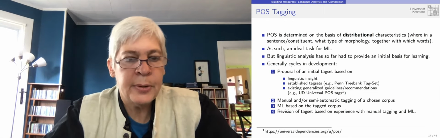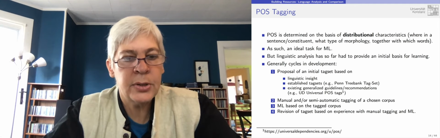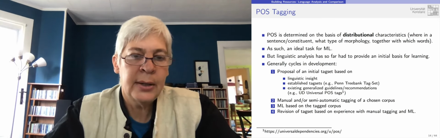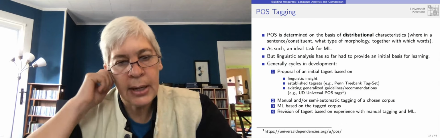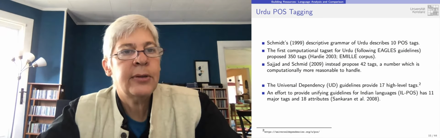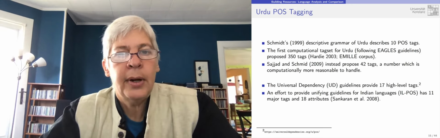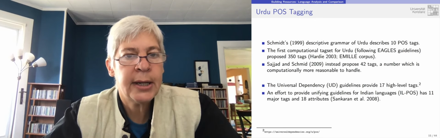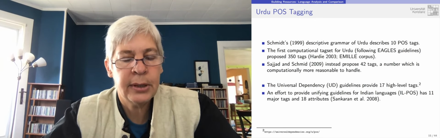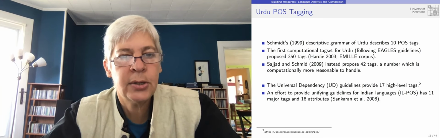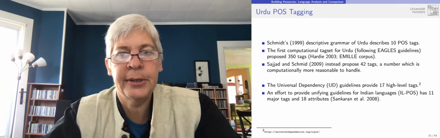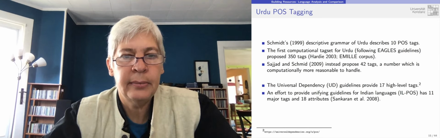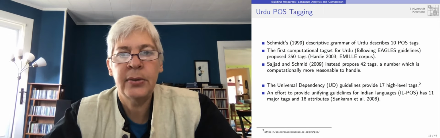So I've seen this cycle happen with the German tag set. I was around when that happened, the Stuttgart-Tübingen tag set. And they went through many cycles of figuring out granularity of the tag set, et cetera, et cetera. And now it seems to be quite well established. With respect to Urdu, it's now been going on long enough that one has found the same cycle of development, but not in one site as there was with the development of the German tag set. Well, there were two sites, Stuttgart and Tübingen, but they did it all by themselves. But with respect to Urdu, there have been several sites or several initiatives that have tried to tackle this.